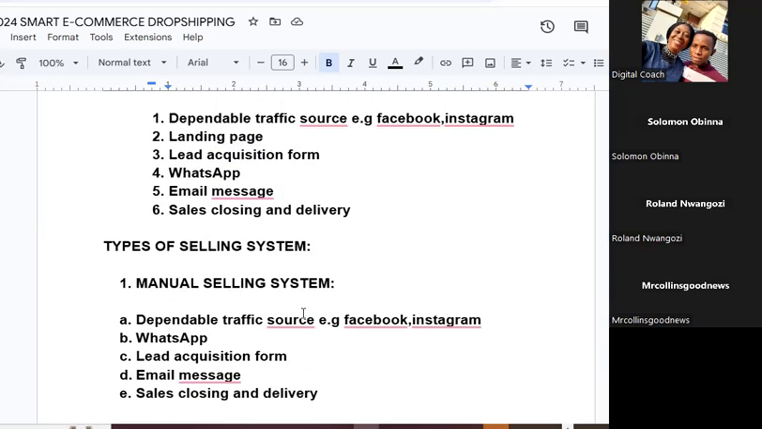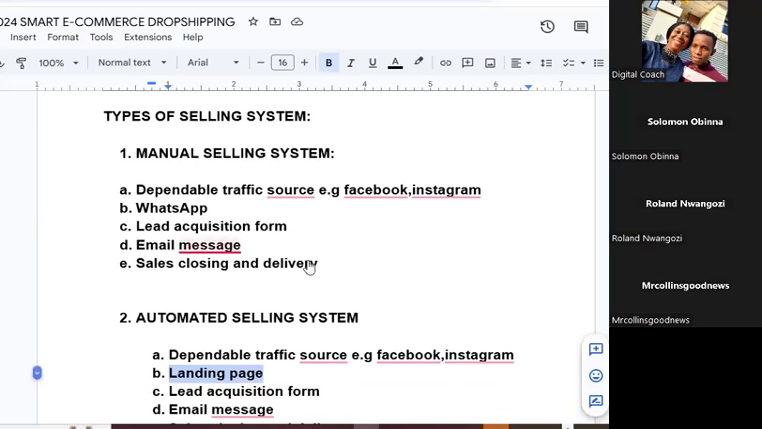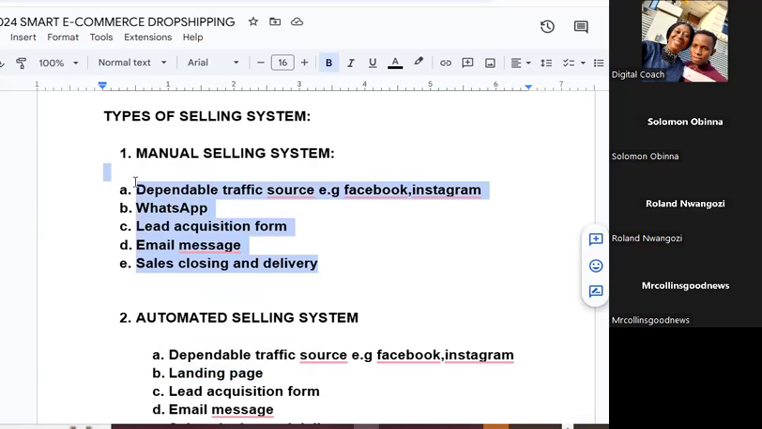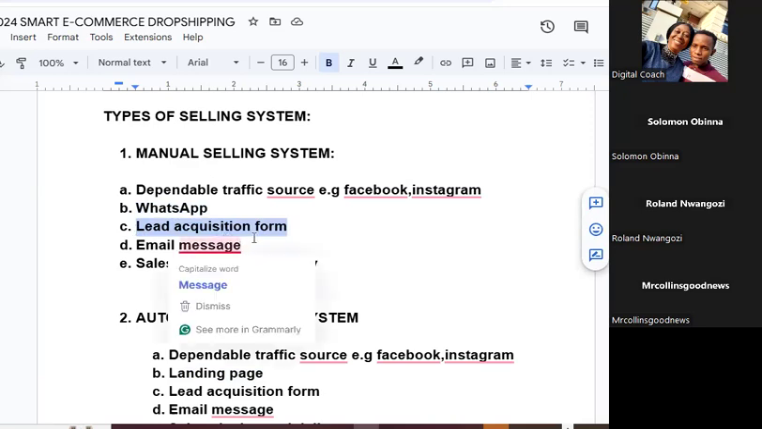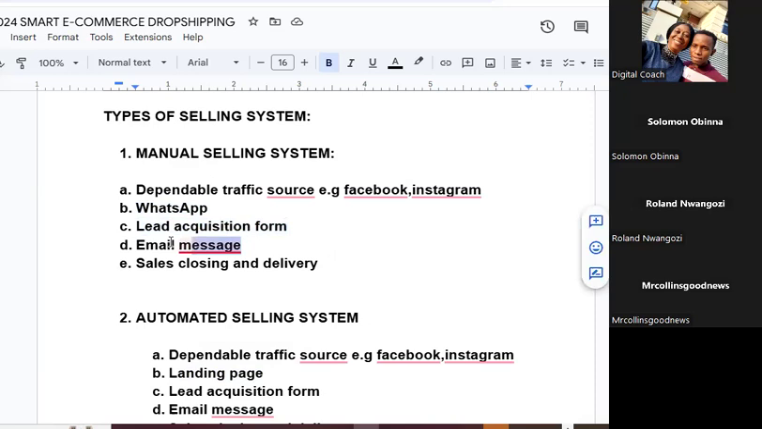But for the sake of this class, we are going to be using the manual selling system, where you advertise your product online on Facebook, on Instagram, on Twitter, as the case may be. But we're going to use Facebook and Instagram. People are interested, they click on that product, order now or buy now, and then they come straight to your WhatsApp. Once they enter your WhatsApp, you send them the order lead form. They go and fill the lead form. We're going to create the lead form as well. When they fill the lead form, you receive an email that someone has made an order. Then you call, confirm the order, and then you deliver.